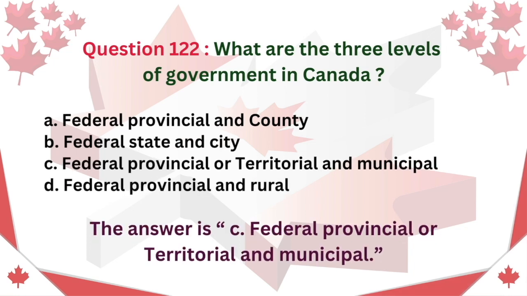Question 122. What are the three levels of government in Canada? A. Federal, provincial, and county. B. Federal, state, and city. C. Federal, provincial or territorial, and municipal. D. Federal, provincial, and rural. The answer is C. Federal, provincial or territorial, and municipal.